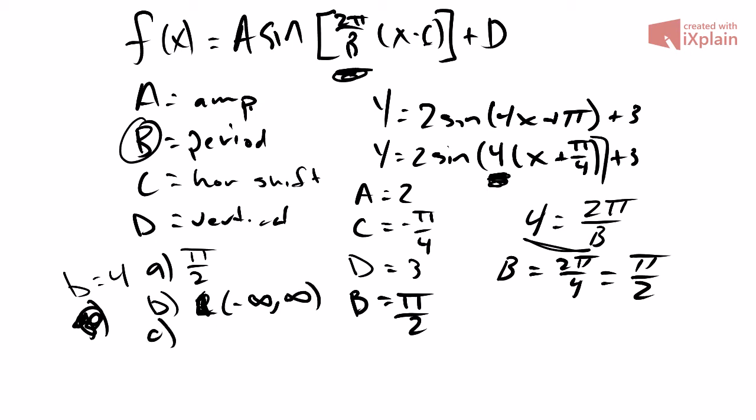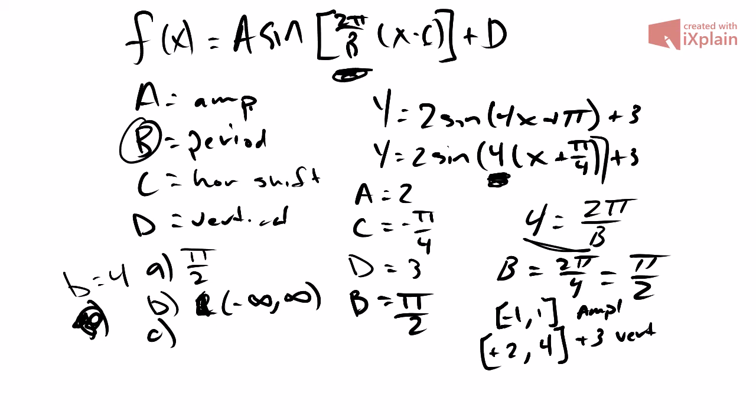Okay, c asks, what is the range? So let's think about that. Normally our range is going to be inclusive, -1 to 1, right? But we shift up 3. Okay, so that would move us to positive 2 to 4, right? Because on a normal sine, the amplitude is 1. Okay, and then this is just with the vertical shift.